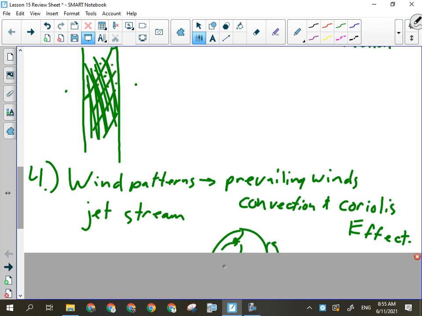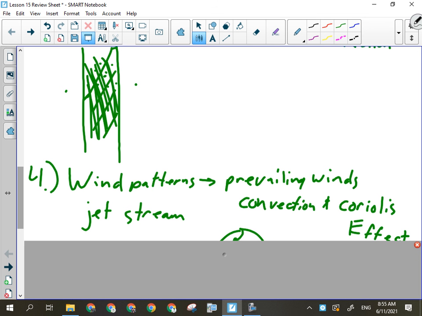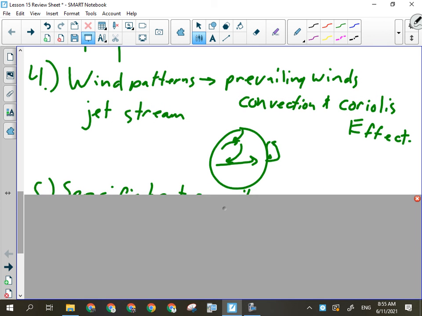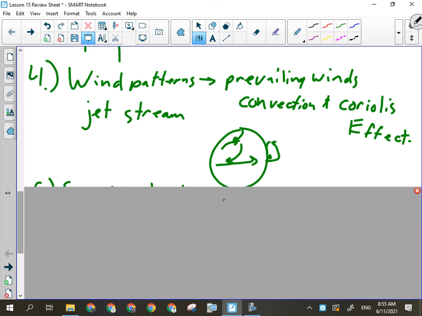All right, wind patterns. So there'll be a question on wind patterns as well. There'll be a picture, better than the one I drew here, and it'll have the arrows and stuff on it. I want you to explain how we get these patterns of prevailing winds on Earth. And we talked about that in lesson 4 on global wind patterns.